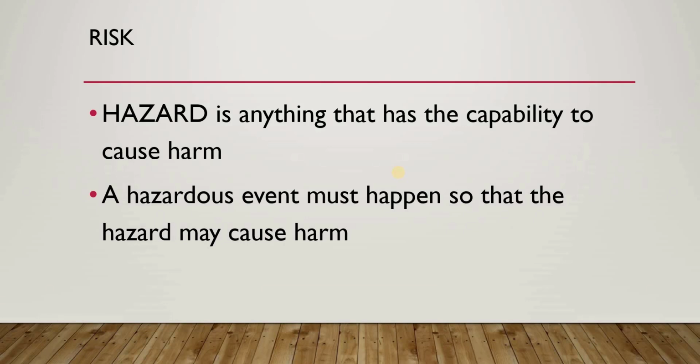Now a hazard can only cause harm if a hazardous event happens. Now what is a hazardous event? A hazardous event is an event which is basically unavoidable but unlikable, which can cause harm to a person. So in order for a hazard to cause harm, there must be a hazardous event in the workforce environment so that the hazard can cause harm to an individual or the worker.